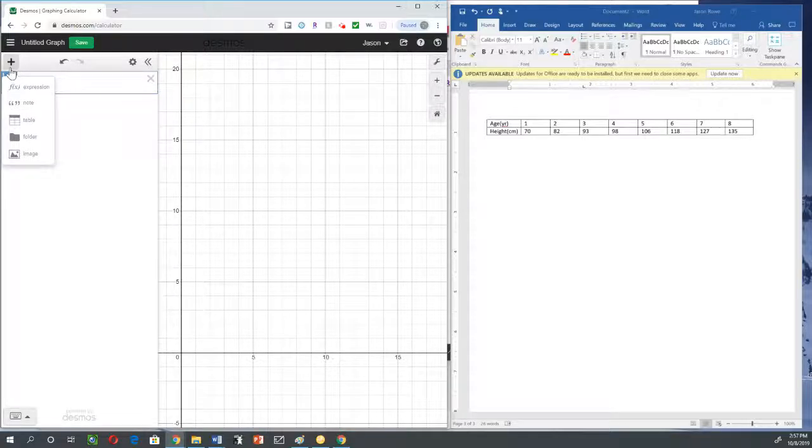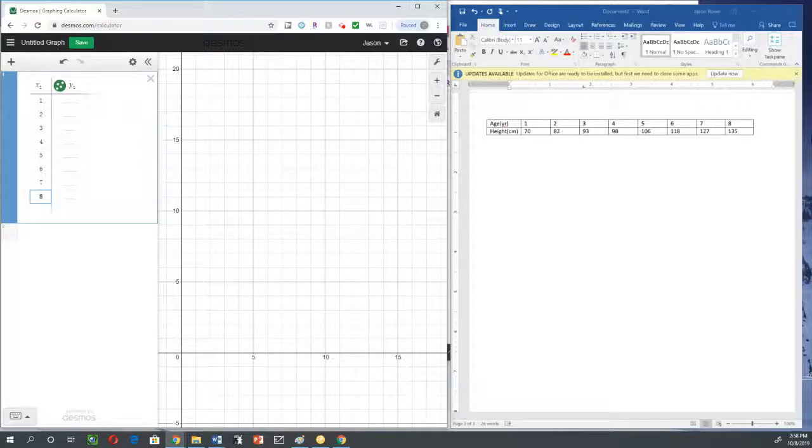Right here, that plus sign, and one of the options is to make a table. So guess what? We're going to make a table. We're going to put age as the X values, height as the Y values. So you just enter those in real quickly. And look at that, it even starts to autofill. There we go. Now I'm going to come over here and enter my Y values to correspond.